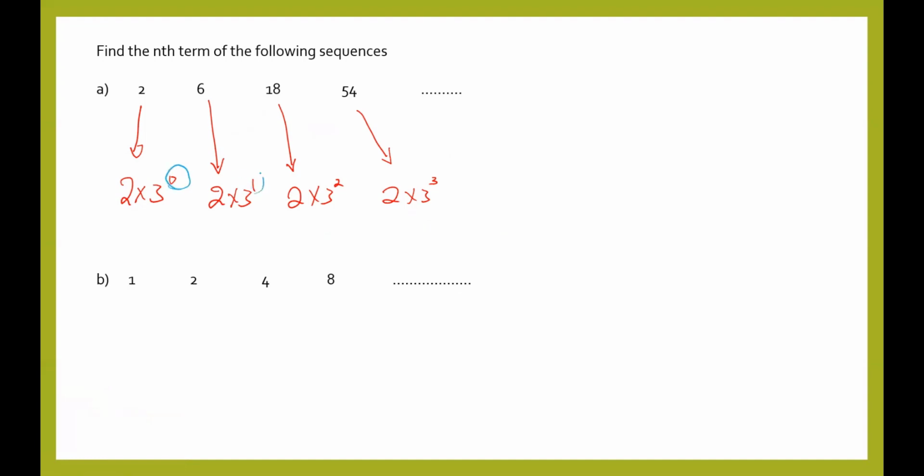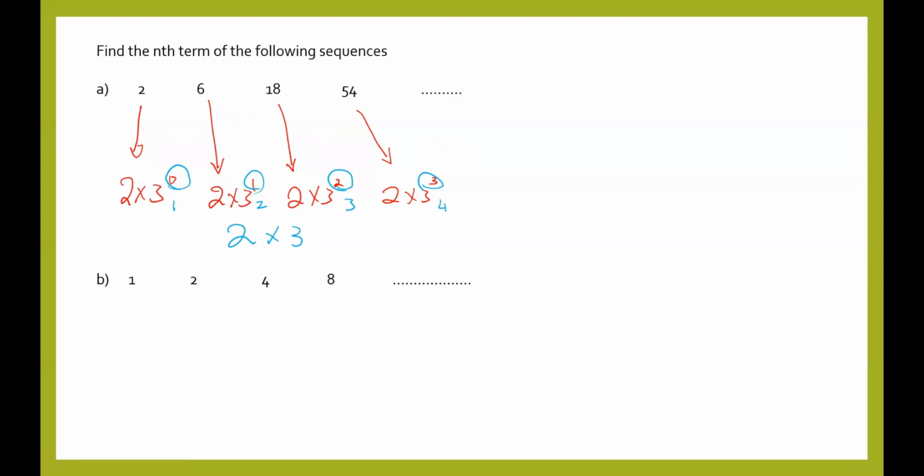Here we can write the rule of n, as you know. 2 and 3 will be the same, they will not be changed, but the power will be changed. Now, 0, 1, 2, and 3, these numbers, the powers or the exponents, are representing n. But notice something from the previous video. What did we say? We said n must start with 1, not 0. So n is supposed to be 1, here it's supposed to be 2, 3, 4, the power, not 0, 1, 2, and 3.